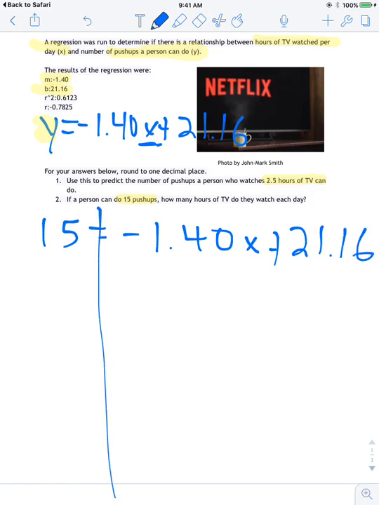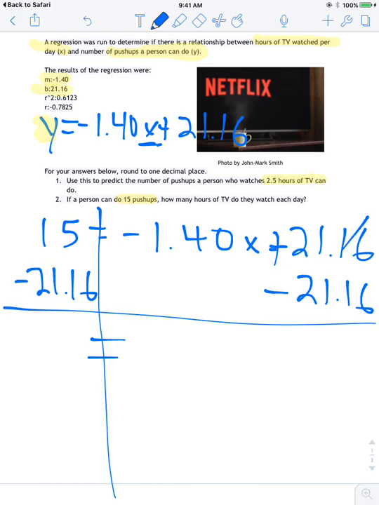This is just a two-step equation. First, we want to move the constants to one side. So we have 15 on the left and 21.16 on the right. So let's subtract 21.16 from both sides. And then on the right, we're just left with negative 1.40x. And on the left side, we get negative 6.16.